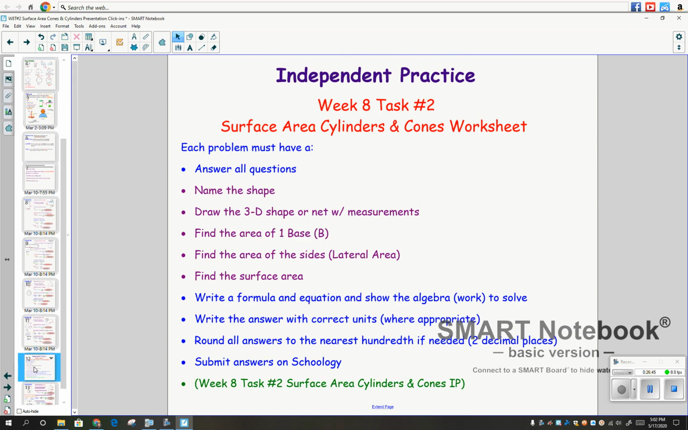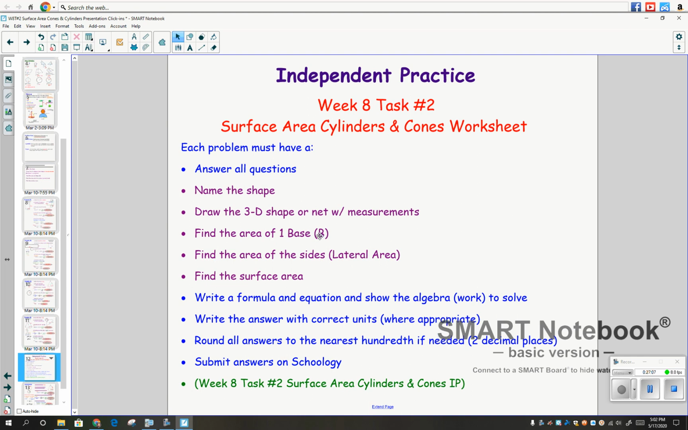Your independent practice, week 8, test 2, is the surface area of cylinders and cones worksheet. Okay? Remember to answer all questions. We're going to ask the same questions on the worksheet that we did in the examples. Name the shape. Draw the 3D shape or net. If the net's given, just label in the measurements. Part of it will be given.